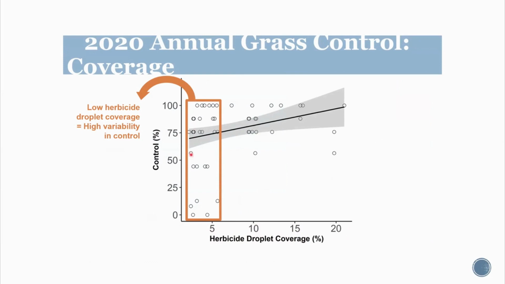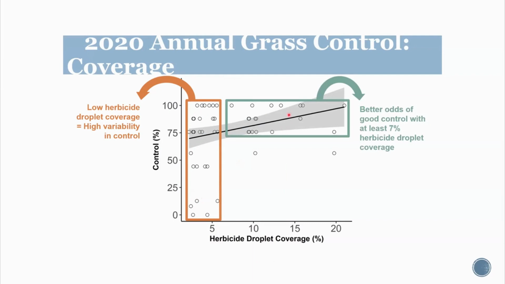What you can see here is that in that first year, you have a lot of variability in control, from 100% control for some of them down to almost nothing. And what we find is that we have better odds of having good control if we have at least 7% herbicide droplet coverage for the Rejuva herbicide. If we combine Rejuva and Plateau, it's not as important.